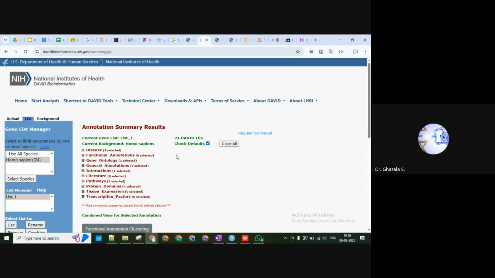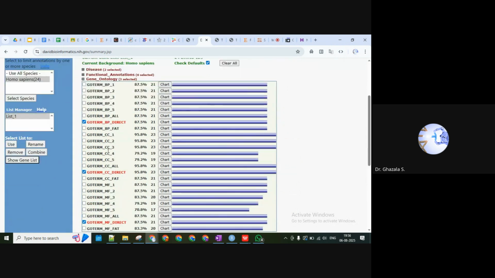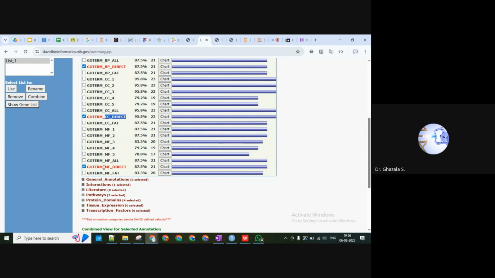Okay, so this is the result from functional annotation. You can see that all the 24 genes that you have given as an input are mapped to your DAVID result. Then gene ontology you can check here. For gene ontology terms, we need to check the biological process direct results, cellular component direct results, and molecular function direct results. The same results we were also getting from the script.